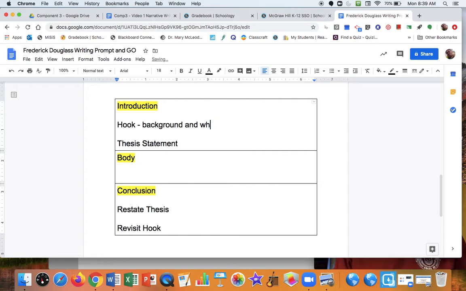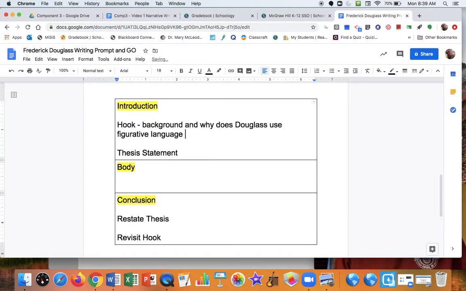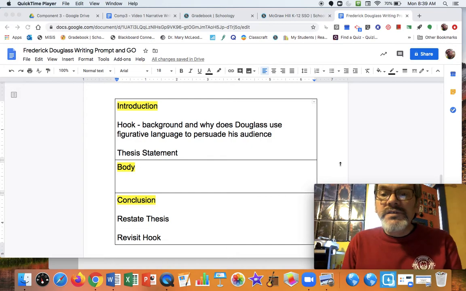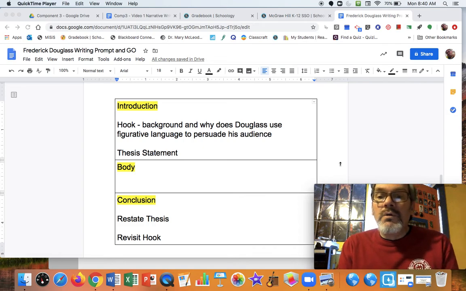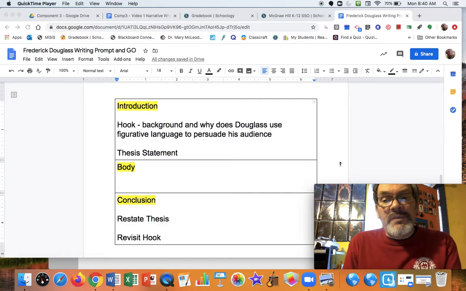And why does Douglass use figurative language to persuade his audience? And here you could discuss what I discussed at the beginning, how his audience was most likely white people who owned slaves, or lawmakers who had the power to change the laws. And why does he use the figurative language? Because figurative language is powerful language to help people visualize or understand what other people are going through.